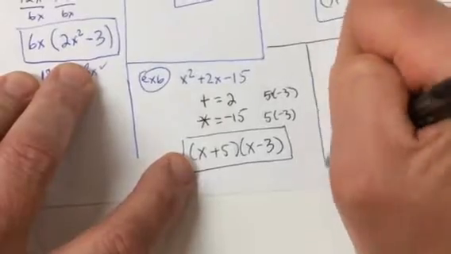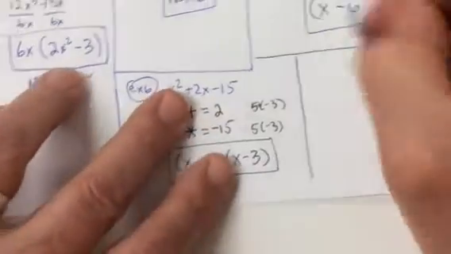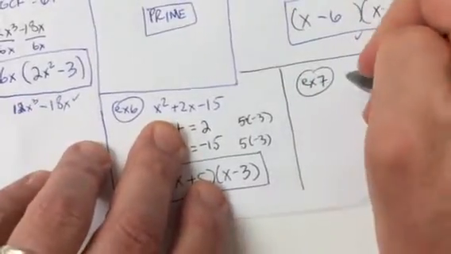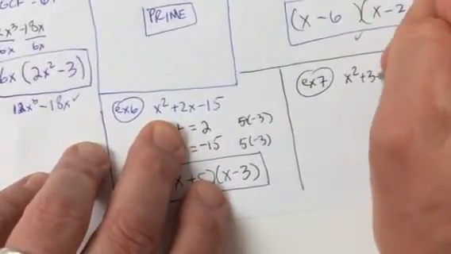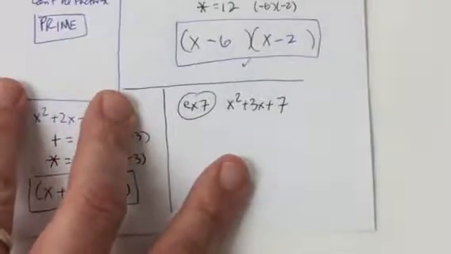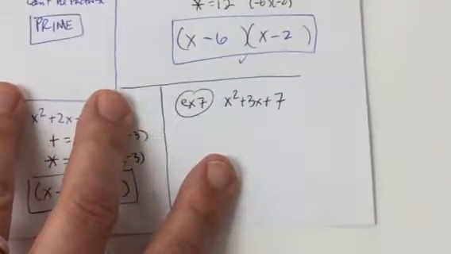We have one more example to do, and then we're done for the day. Example 7. Let's do x squared plus 3x plus 7. Let's go ahead and pause this, and once you're done, start it back up.